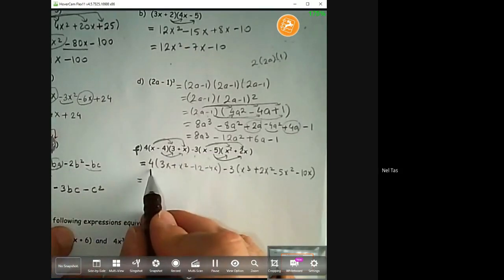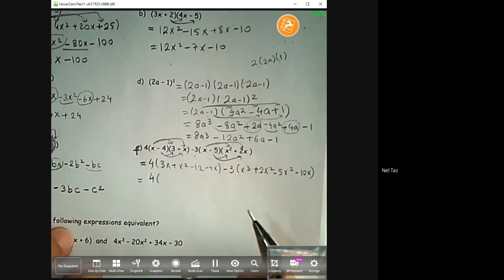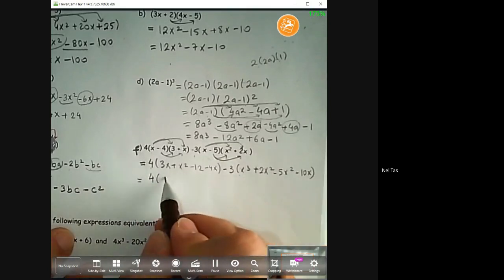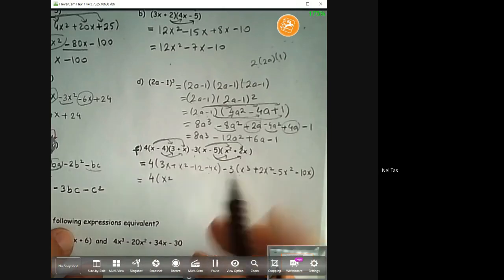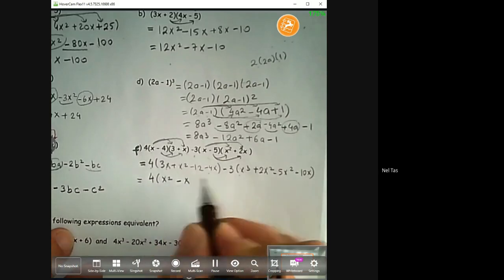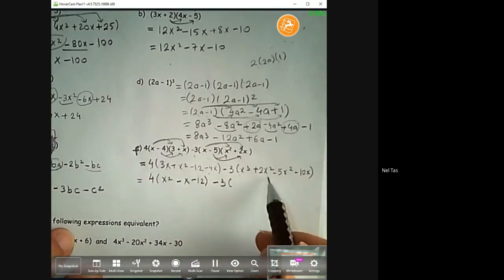Before I multiply it by the number in front of the bracket, first I want to collect the like terms here. Okay? So I recommend you do the same thing. So I have x squared, I have 3x and minus 4x. That gives you negative x minus 12. Okay, so minus 3. So same thing here.